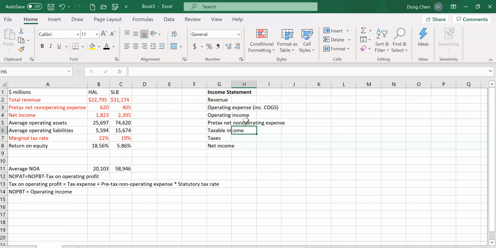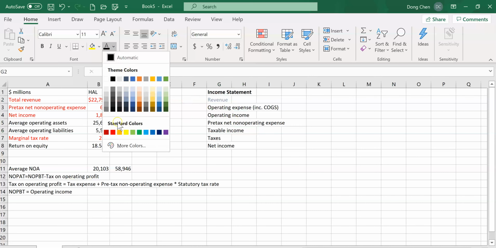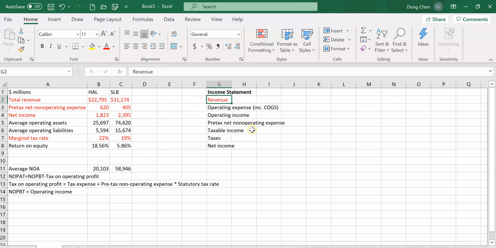So now let's check which piece of these items is available and which piece of this income statement is not available. So revenue here is available. Let me mark that in red. And pre-tax net non-operating expense is available. And net income is available. These three basically are available. So marginal tax rate is also available. And from that, we can actually calculate the taxes, right? We can also calculate the taxable income.